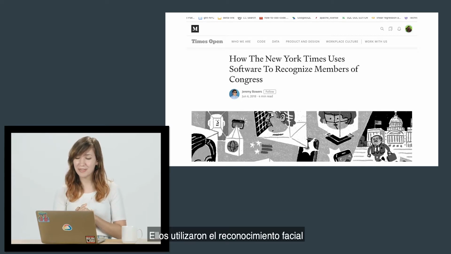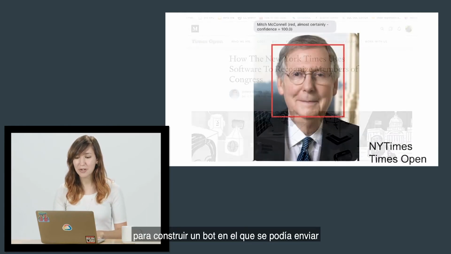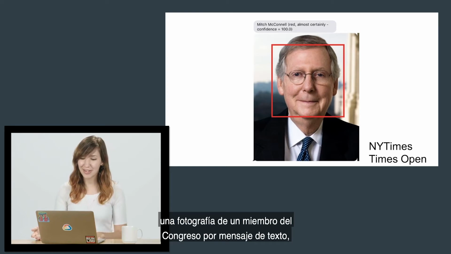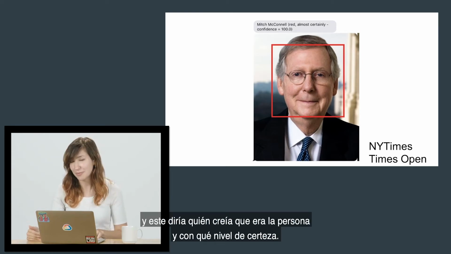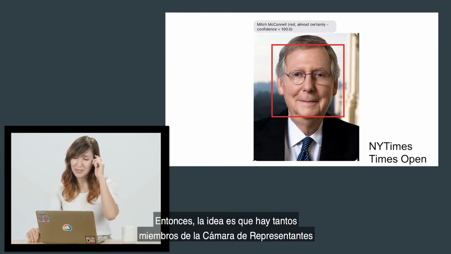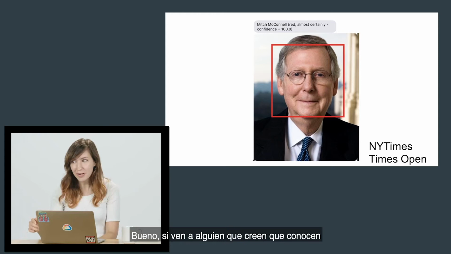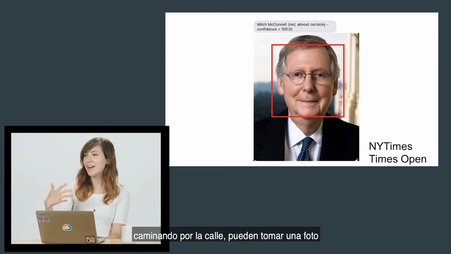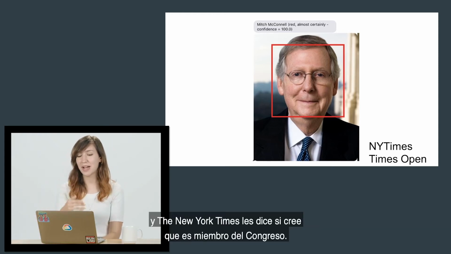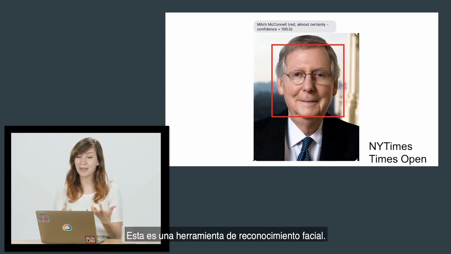They used facial recognition to build a bot where you could text a picture of a member of Congress and it would tell you who it thought the person was and with what confidence. So the idea is there are so many members of the House of Representatives, how are you going to remember them all? Well, if you see someone you think you might recognize walking down the street, you take a picture and the New York Times tells you if it thinks it's a member of Congress. So this is a facial recognition tool.